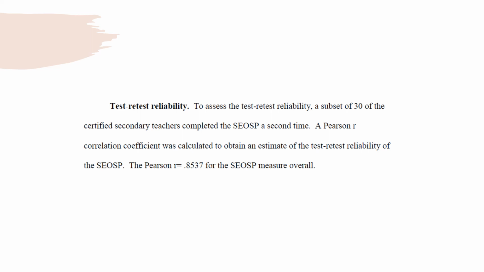I also assessed test-retest reliability. In order to do this, I had a really huge sample, and I think I may have had over, I could be lying to you, but I think I had over 400 teachers complete this survey, and then I had about 30 participants who agreed to take it again a second time. And then what I did was I correlated their first test with their second, and I found that I had a test-retest reliability of 0.85 for my measure overall, which is really high. That's really a good, strong correlation.